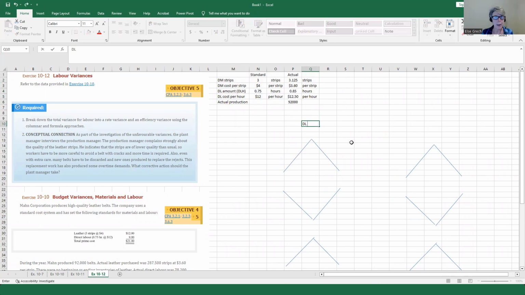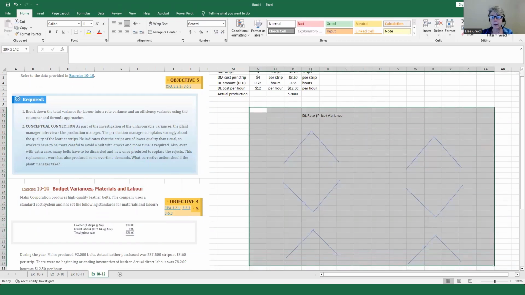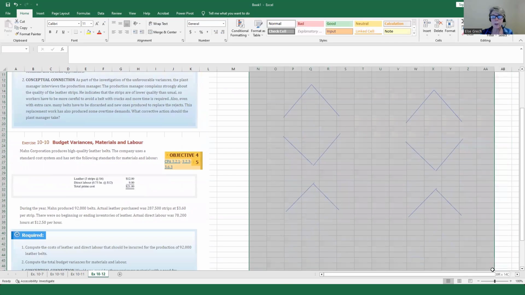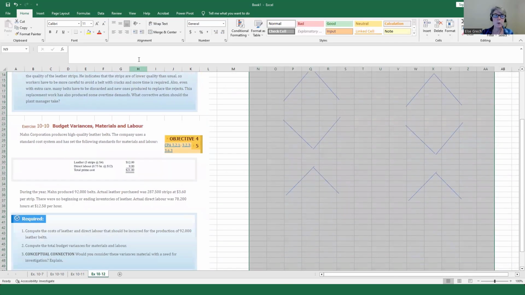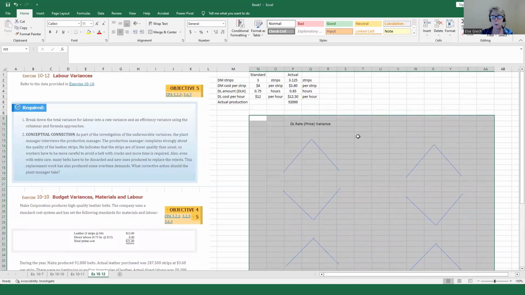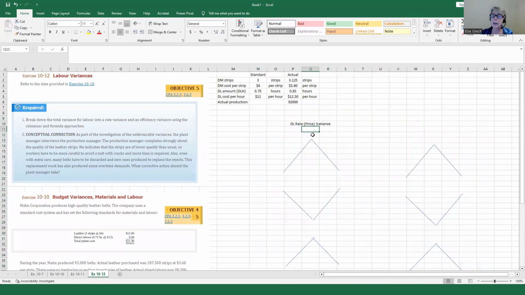They call it a rate variance, but this is the price per hour. So I'm going to put rate, but really this is the price variance. I love it when they say, oh no, this is a rate variance. They change the name. Why change the name? It's so much easier if we just use the same name over again. So this is the direct labor price variance, really.